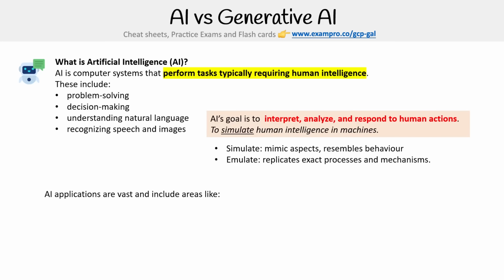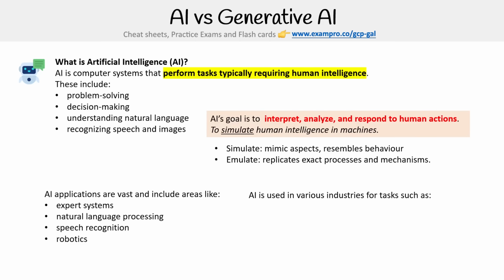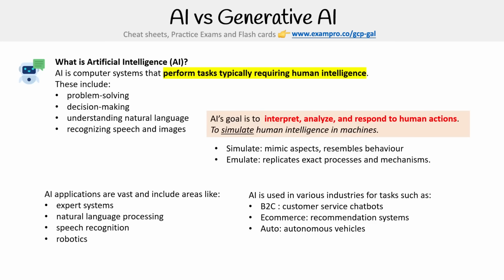So AI applications are vast and include areas such as expert systems, natural language processing, also known as NLP, speech recognition, robotics, and more. AI is used in various industries for tasks such as, if we're talking about business to consumer, think of a customer service chatbot. If we're looking at e-commerce, think of a recommendation system. If we're talking about the auto industry, maybe we're looking at autonomous vehicles. If it's medical, then medical diagnosis. There are a lot of applications for AI, and it's a broad application for all sorts of things.